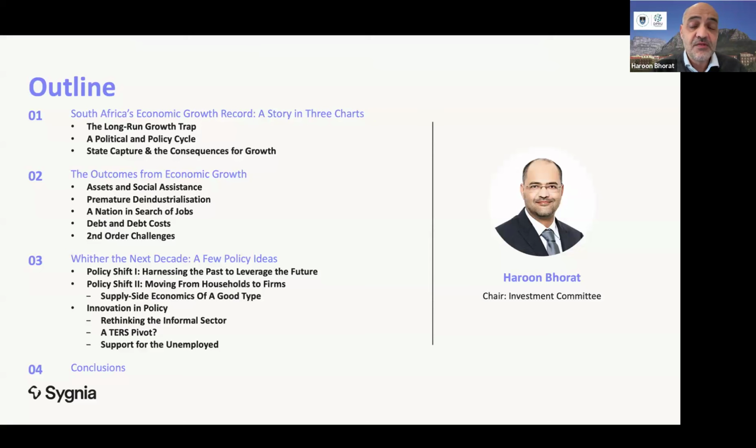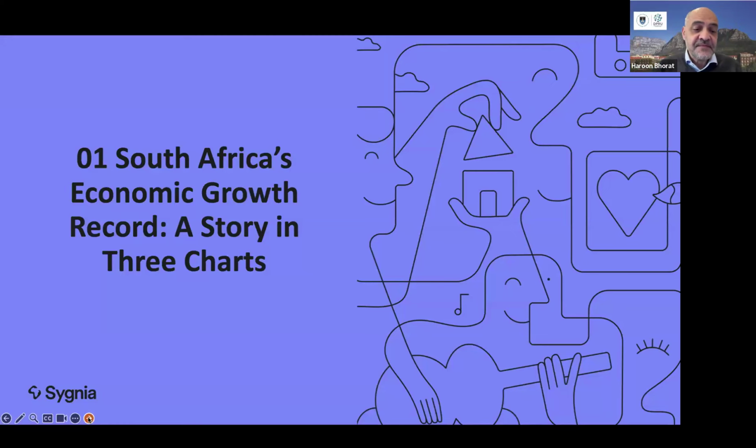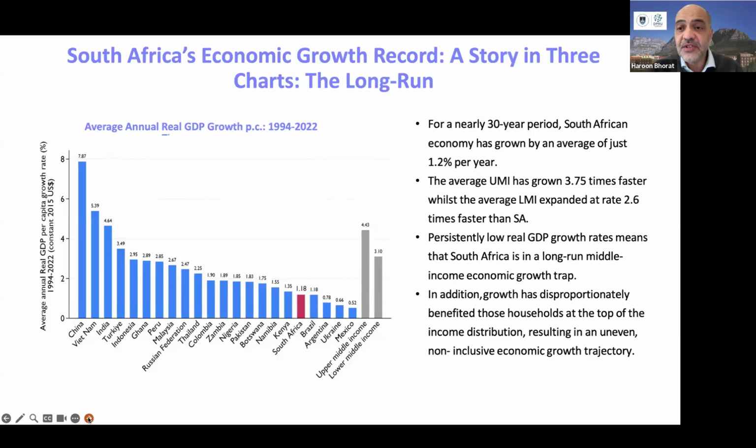And then I want to turn to what I call key policy shifts and a few policy ideas. These are not the only ones that government needs to be thinking about, and they're slightly non-traditional, if you like. So let's just look at South Africa's growth record, three charts.